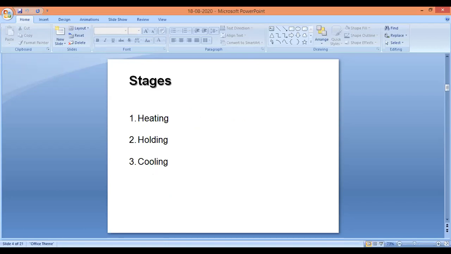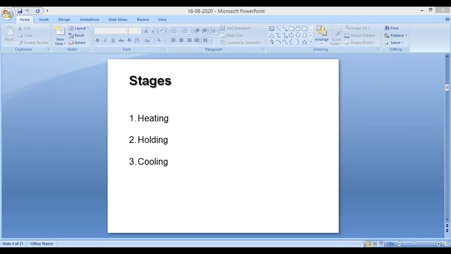The stages involved in the heat treatment process are three. One is heating, the second is soaking, which is called holding temperature, holding time, and the third is cooling. Heating is done in a furnace, and during the holding or soaking stage, the metal is kept at the achieved temperature, that is above recrystallization temperature. The third is cooling. After holding at a particular temperature, the metal must be cooled in a prescribed manner.